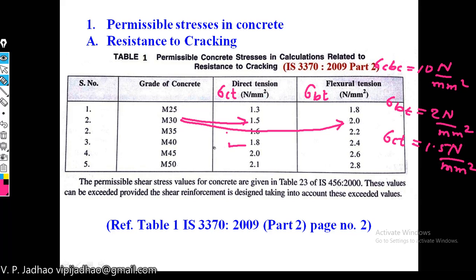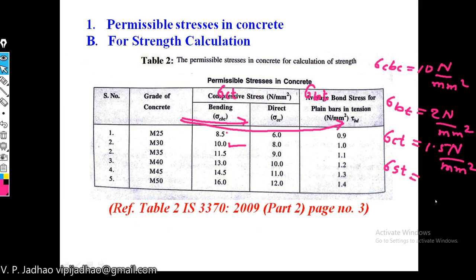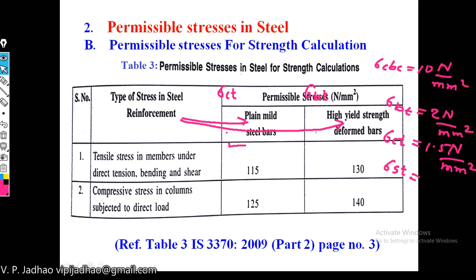And the last permissible stress, that is sigma ST. We have to find out the value of sigma ST. That is given in this particular table. You can see here the value of sigma ST is taken as 130 Newton per mm square. So this is how we will be finding out the values of different permissible stresses.